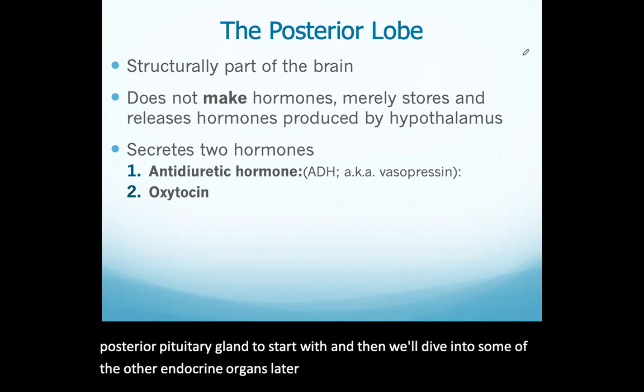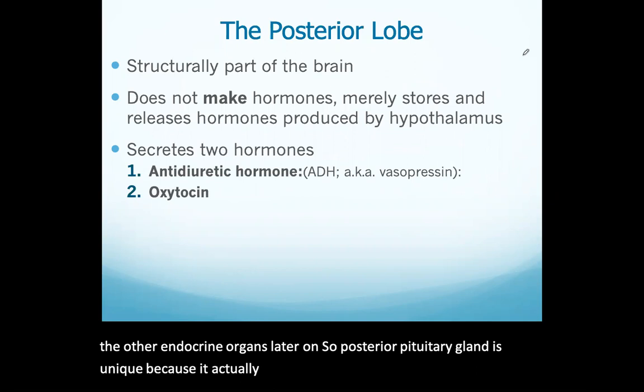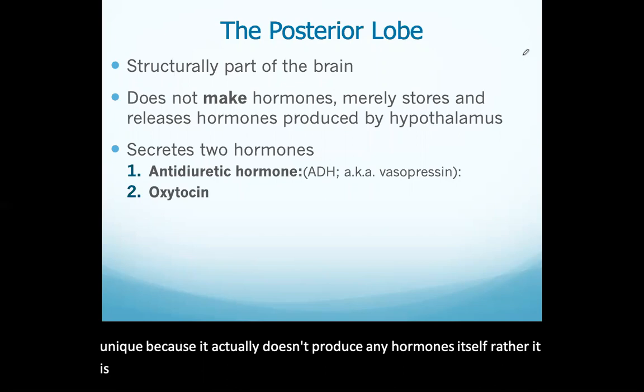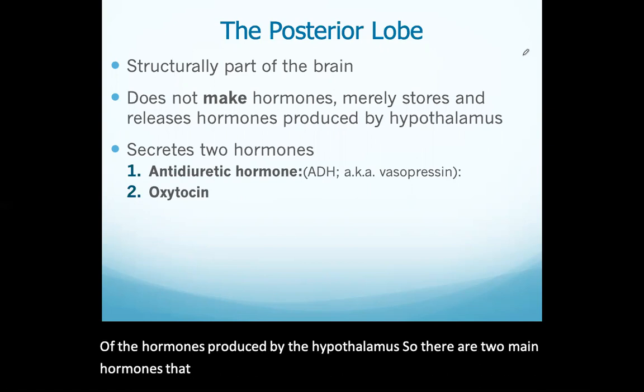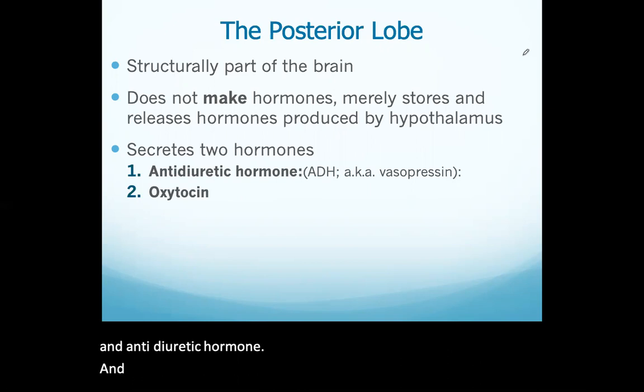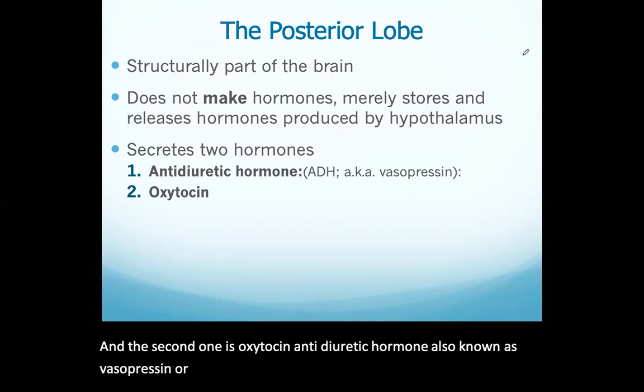So the posterior pituitary gland is unique because it actually doesn't produce any hormones itself. Rather, it is responsible for the storage of the hormones produced by the hypothalamus. There are two main hormones stored within the posterior pituitary gland: antidiuretic hormone, and the second one is oxytocin. Antidiuretic hormone is also known as vasopressin or ADH for shorthand.